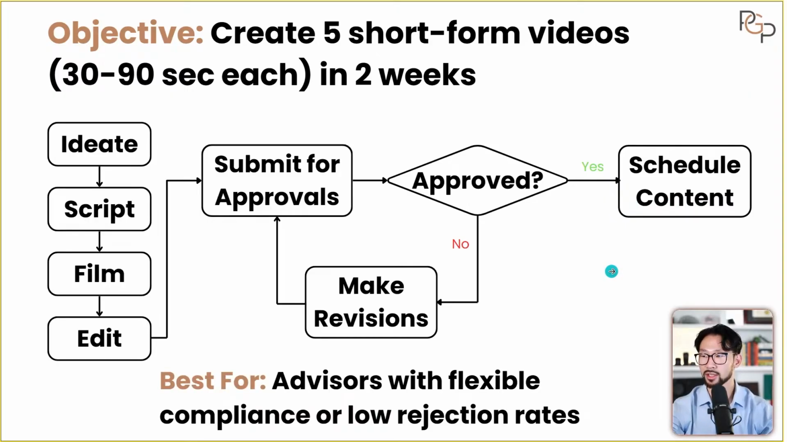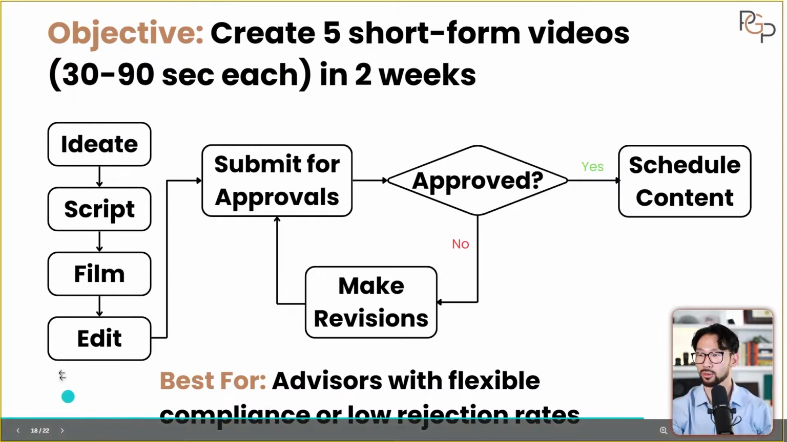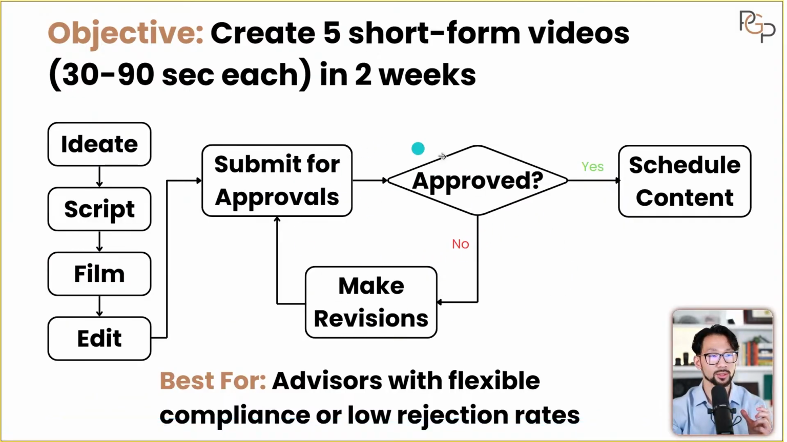And this is really best for advisors that have flexible compliance or low rejection rates. And you'll see why on the next slide. But if you have a more lenient, flexible compliance team and you don't really get rejected that often for your marketing materials, this is great because you front load a lot of the work. And generally speaking, as you do more of these cycles, this approval process will likely only have 1 cycle or maybe even none. Ideally, it has none.